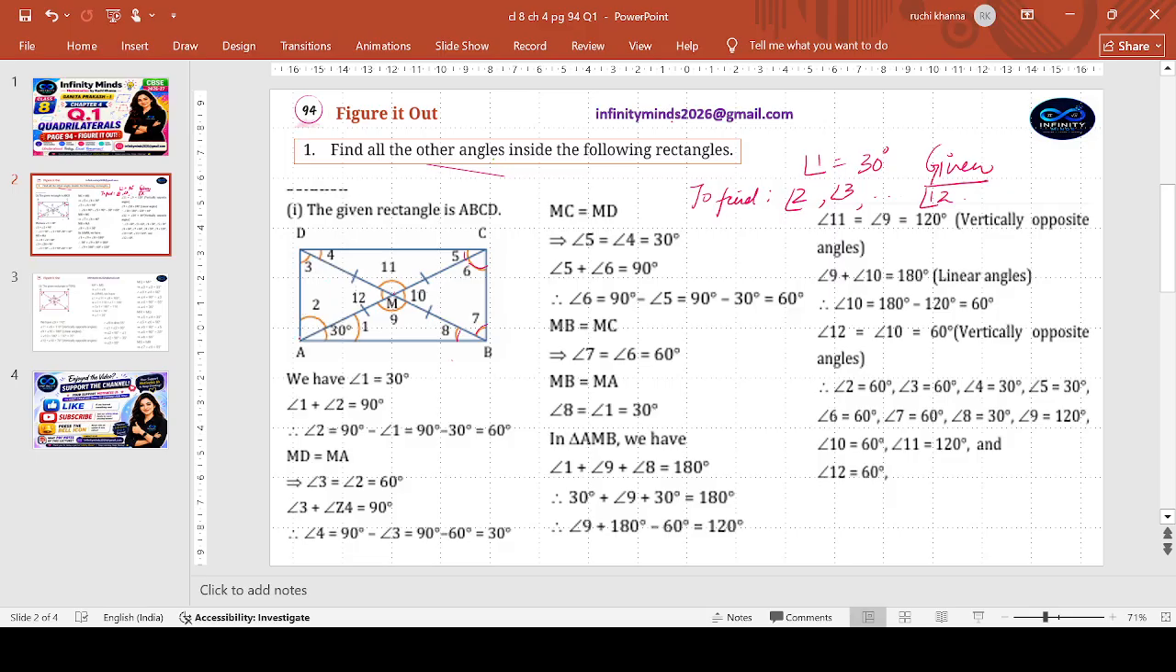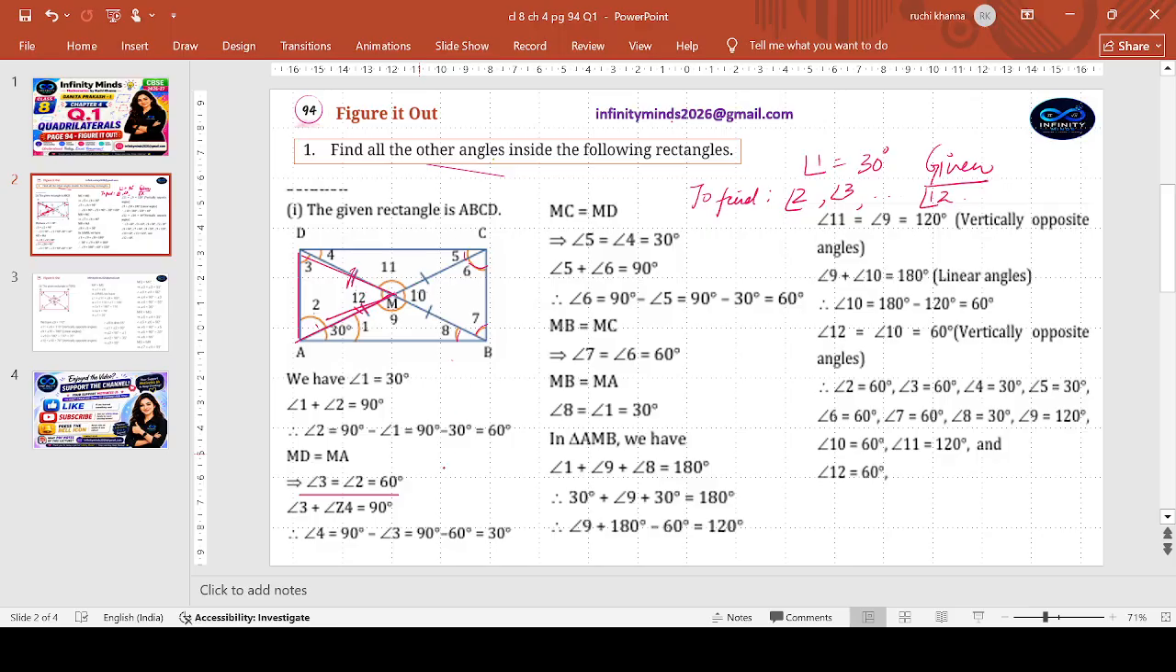Now, getting into this triangle AMD, if we have two sides to be equal, angles opposite equal sides are equal. That is, angle 3 is expected to be equal to angle 2, which is obviously equal to 60 degrees in this case. Okay.